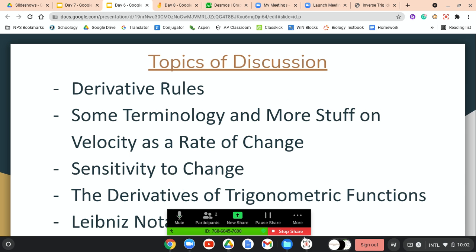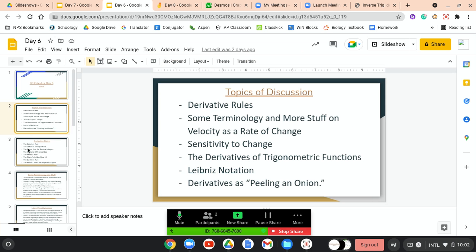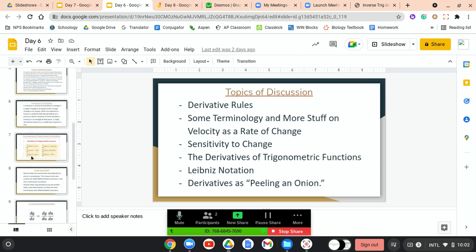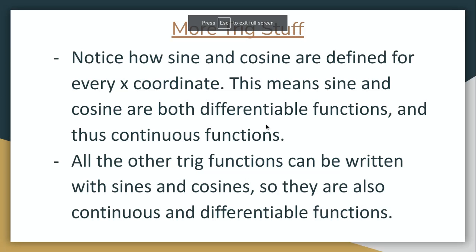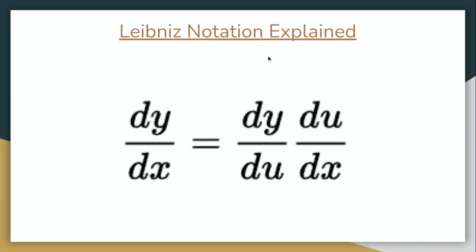All right, so we've gone through the topics of discussion and the first couple slides. The slide we left off on was this slide. We finished this slide, right? Yeah, I think so. Cool. All right, so the next slide talks about this thing called Leibniz Notation, which I've written down here, and I'll explain what it is in just a second.